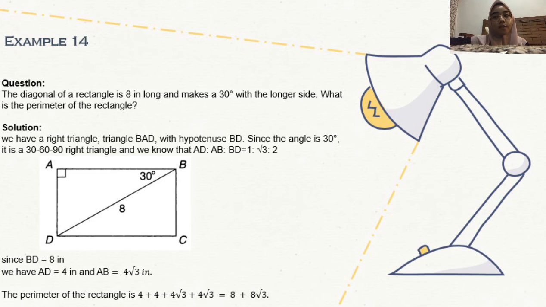Since BD equals 8 inches, we have AB equals 4 inches and AD equals 4 root 3 inches. The perimeter of the rectangle is 4 plus 4 plus 4 root 3 plus 4 root 3 equals 8 plus 8 root 3.